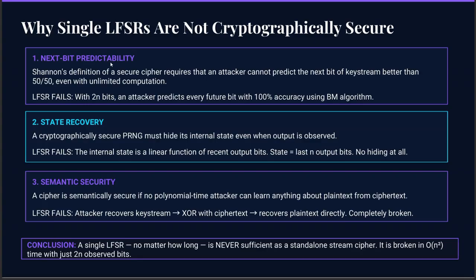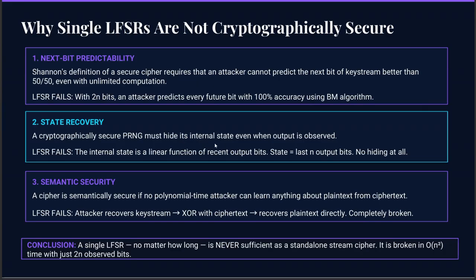Now let us summarize exactly why the single LFSR fails in cryptography. The reason is next bit predictability. In a secure stream cipher, the future bits should remain unpredictable, but once enough LFSR output bits are observed, the future bits become fully predictable. The second reason is state recovery.